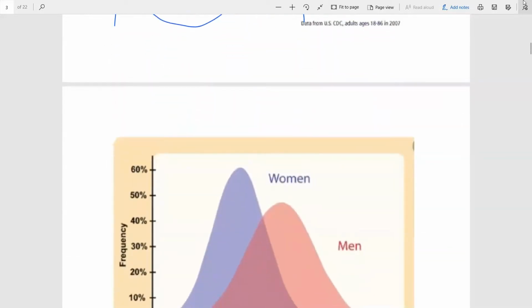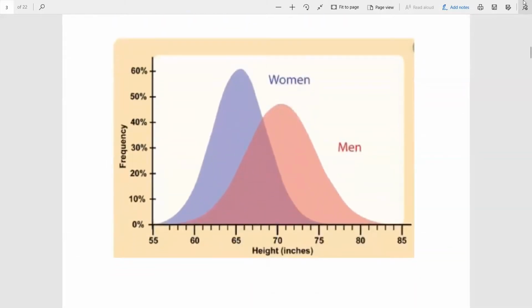The next chart is sort of a smooth rendition of the data you just saw. I'm not exactly sure whether this is for any particular country or for the world or what, but it's just something I got off the internet. And here you see a similar kind of thing, maybe a central or average of 65 inches for women and about 72 inches for men.